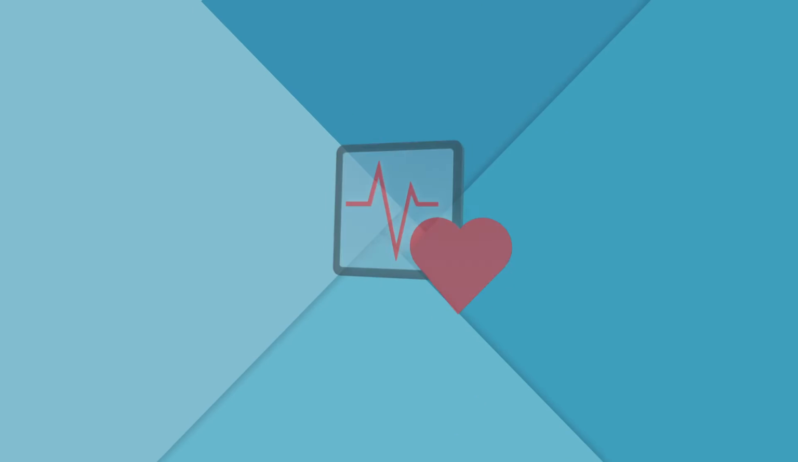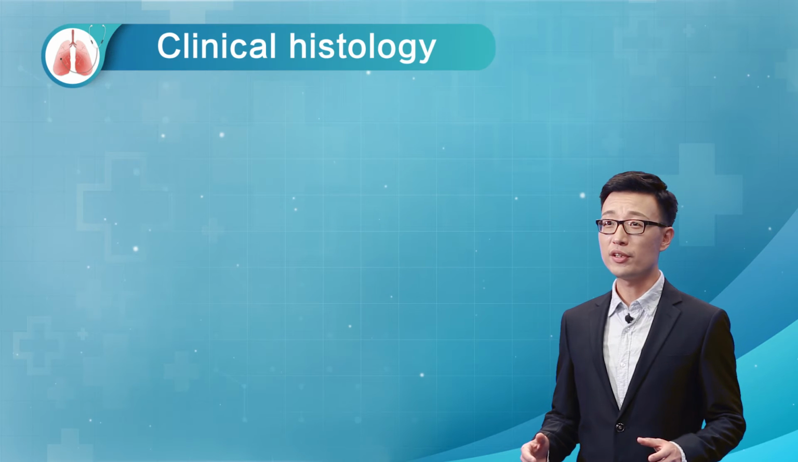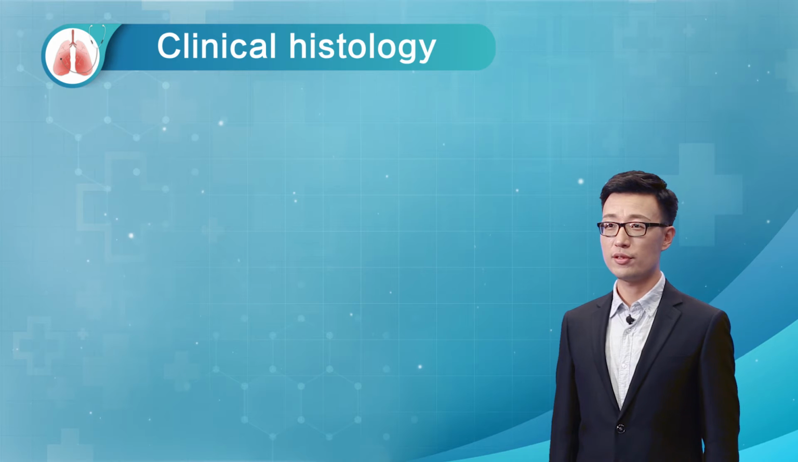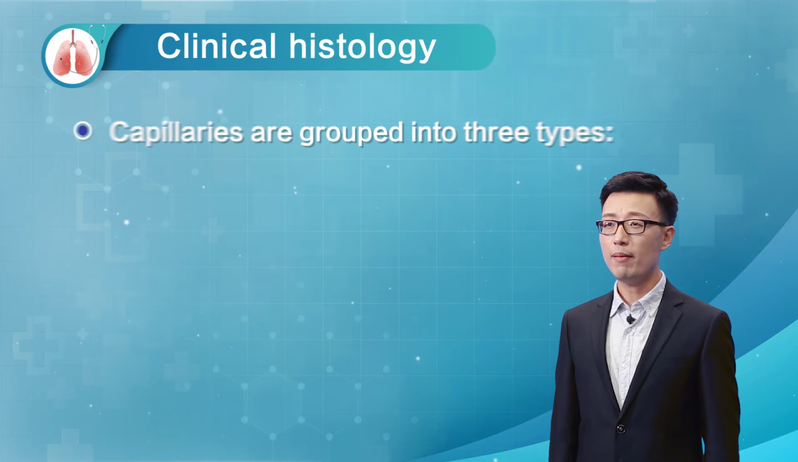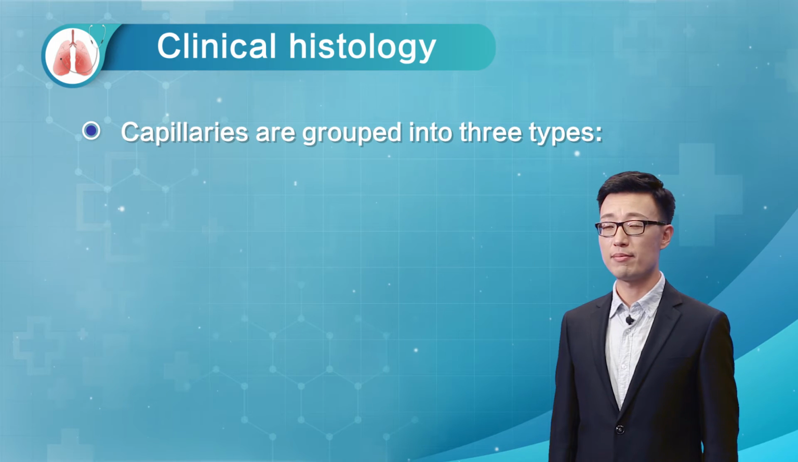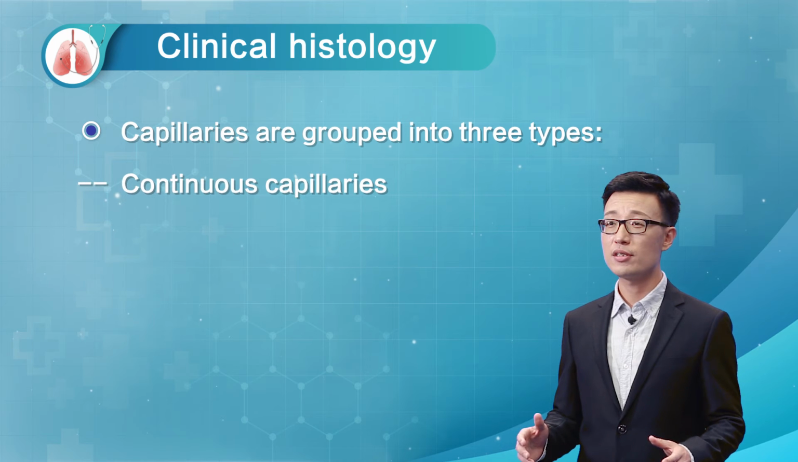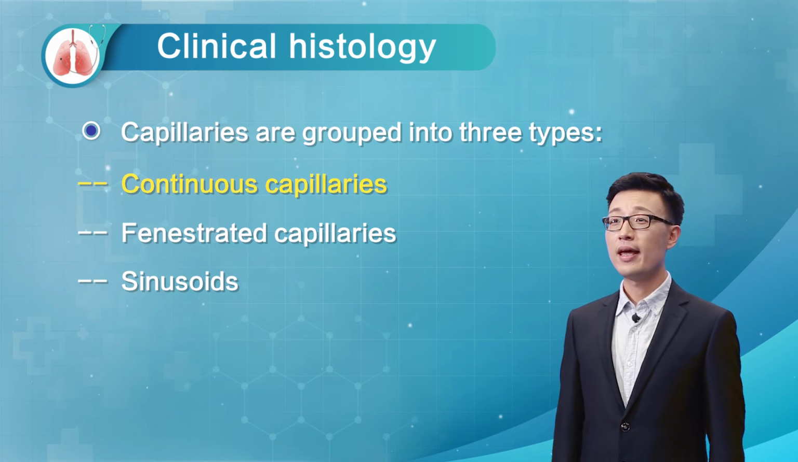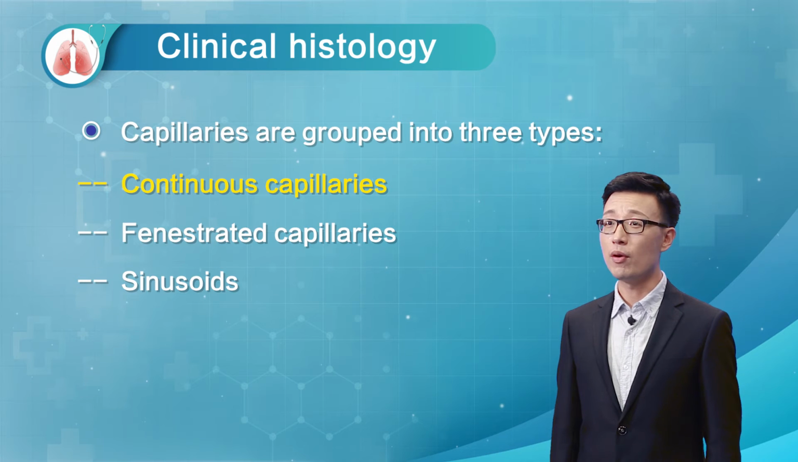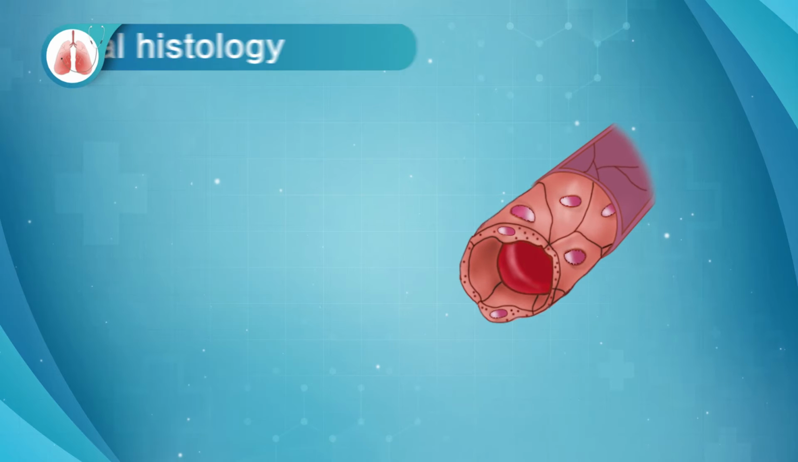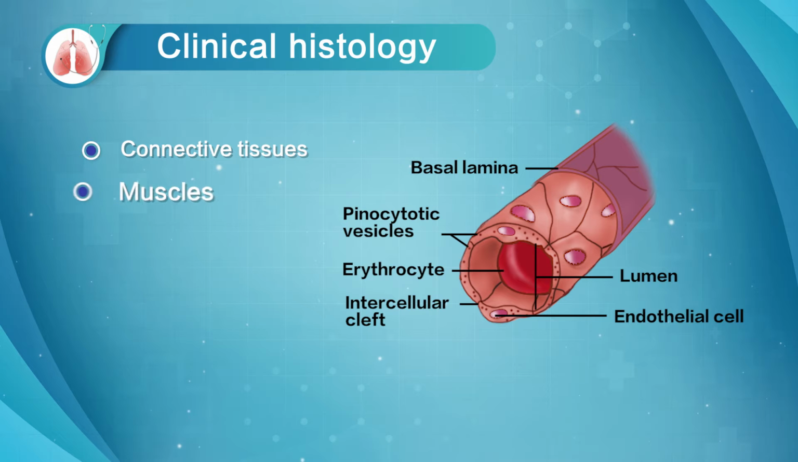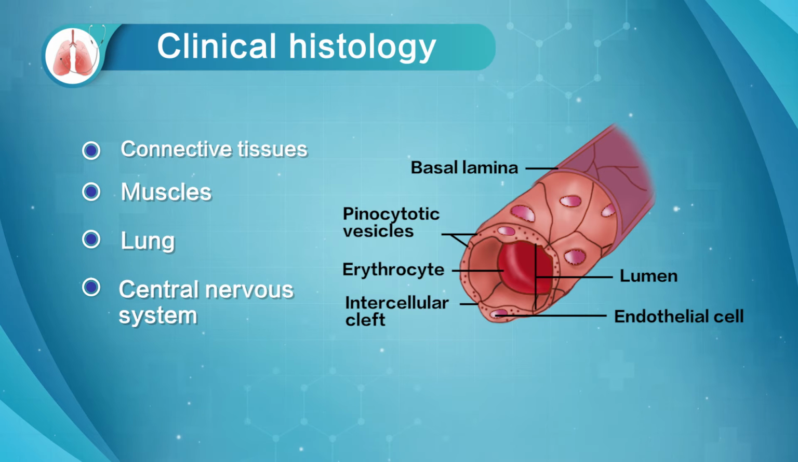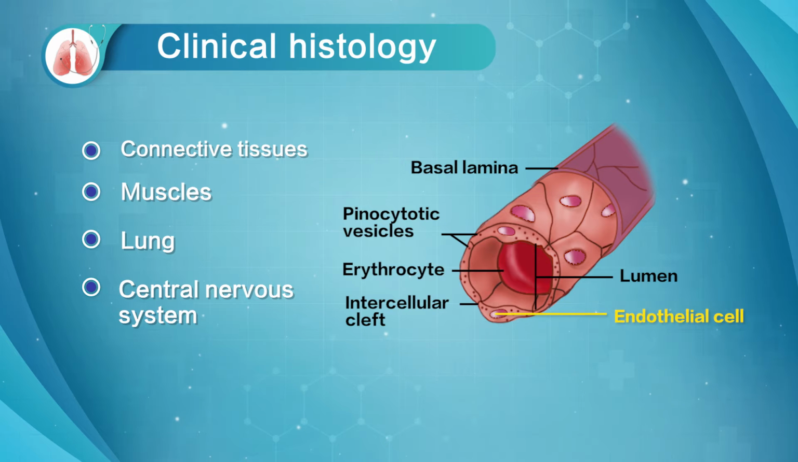Depending on the continuity of capillary endothelial cells and their basal lamina, capillaries are grouped into three types: continuous capillaries, fenestrated capillaries, and the sinusoid. Continuous capillaries are the most common type, which are found in the connective tissue, muscles, lung, and the central nervous system. Continuous capillaries are lined with uninterrupted endothelial cells.